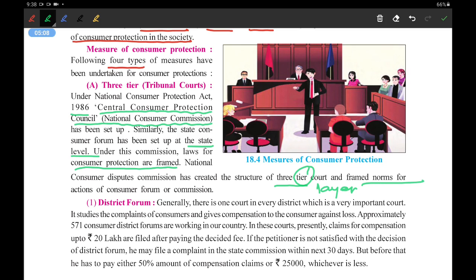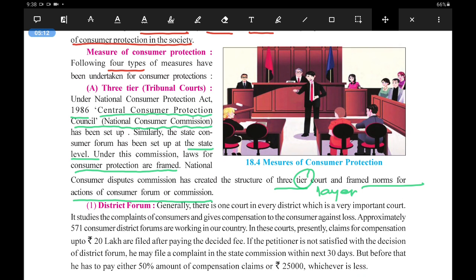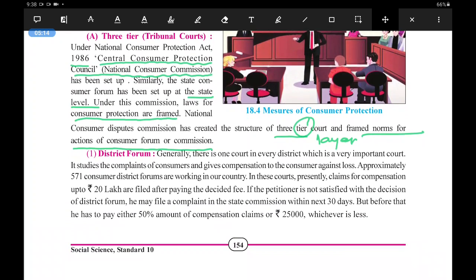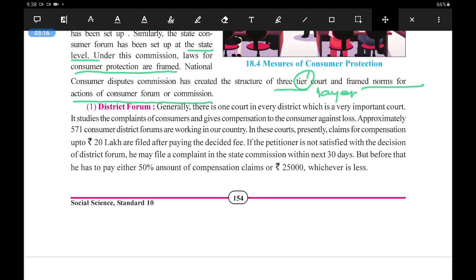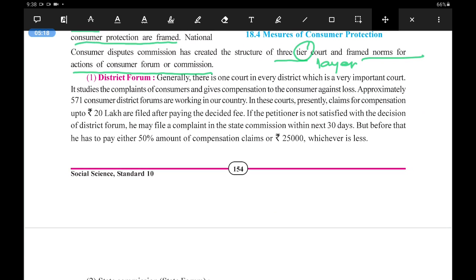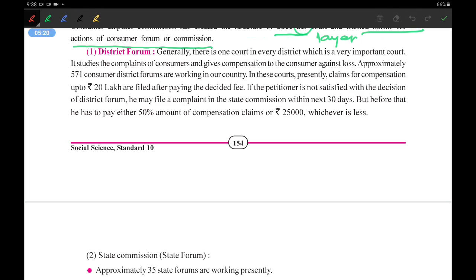Courts and forums: norms of the consumer forum. There are three layers in which the consumer can get proper judgment. First, at district level. Generally there is one court in every district, which is important. It studies the complaint of the consumer and gives compensation to the consumer against losses.